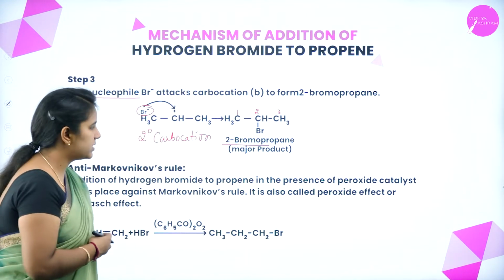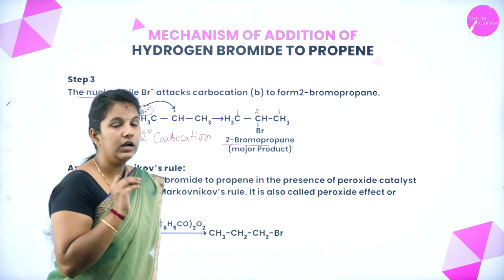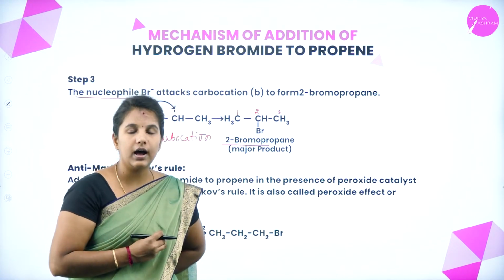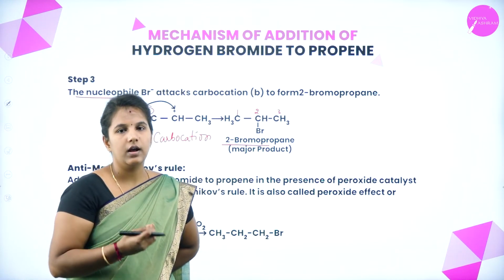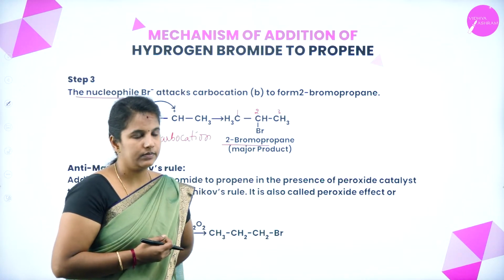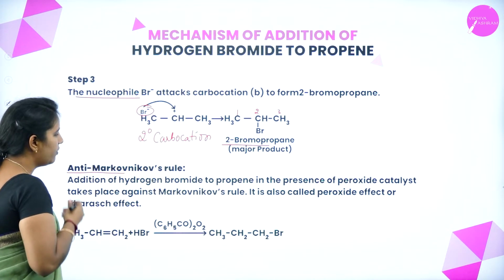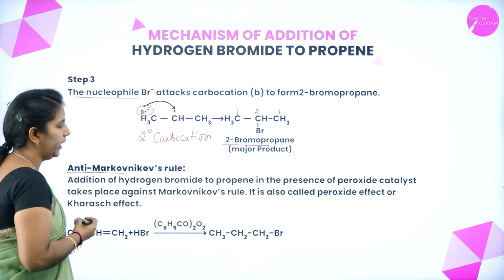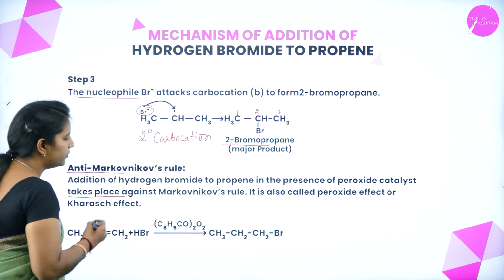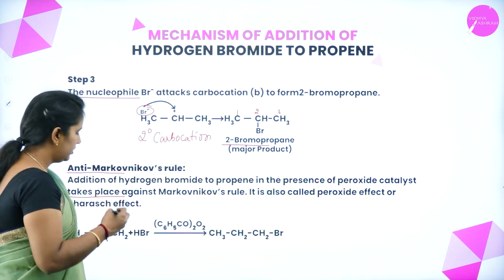So, hope you have understood this mechanism. And remember, this mechanism is very important to understand how hydrogen halide will react with the alkene to form an alkyl halide. Next thing is the anti-Markovnikov rule. The addition of hydrogen bromide to the propene in the presence of peroxide as a catalyst takes place against the Markovnikov rule. This is also known as the peroxide effect or Kharasch effect.